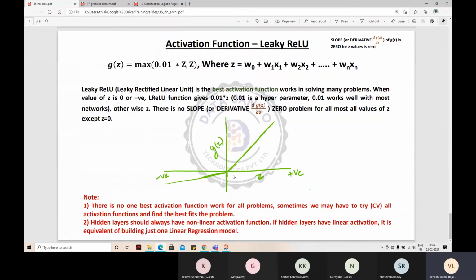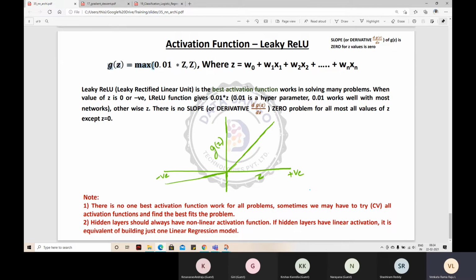Most of the cases you will have derivative. So this is the best activation function. Leaky ReLU is the best activation function for the hidden nodes. Those are the 4 basic hidden node activation functions, and we have more, but you can go through them and look at them. But leaky ReLU really works well.